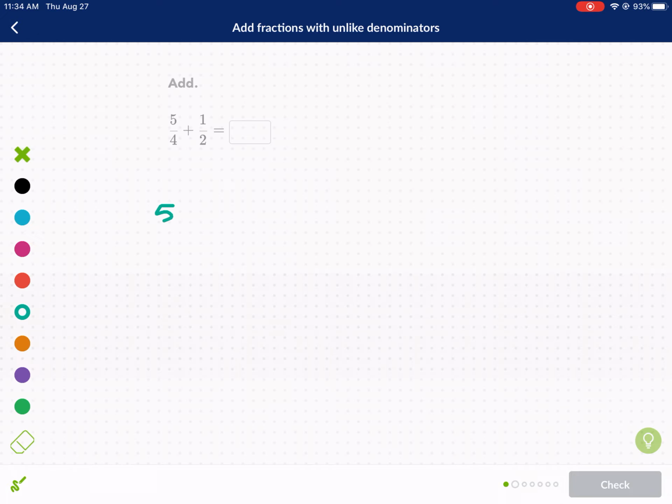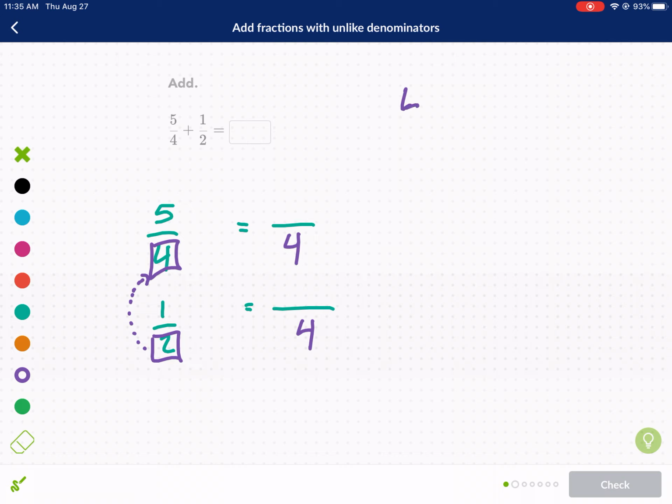5 over 4 plus 1 over 2. Again, what we need to do, 5 over 4, 1 over 2. We need to change the look of these so that they have the same denominator, okay? We have 2, we have 4. The first thing you always want to do is ask, is the smaller denominator already a factor of the bigger denominator? And the answer is yes. So we are just going to use the bigger denominator as our common denominator, because there's no other way there could be anything smaller. So that is the least common denominator, okay?